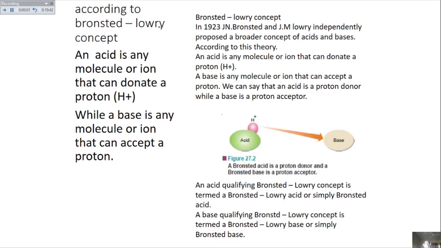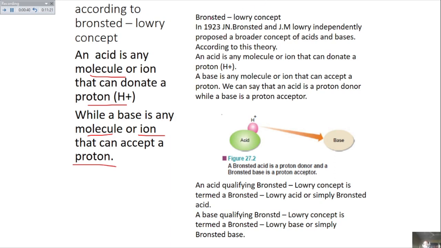Now, according to the Bronsted-Lowry concept, an acid is any molecule or ion that can donate a proton, that is hydrogen ion, while a base is a molecule or ion that can accept a proton. One is donating a proton while one is accepting a proton. We can say an acid is a proton donor, while a base is a proton acceptor.